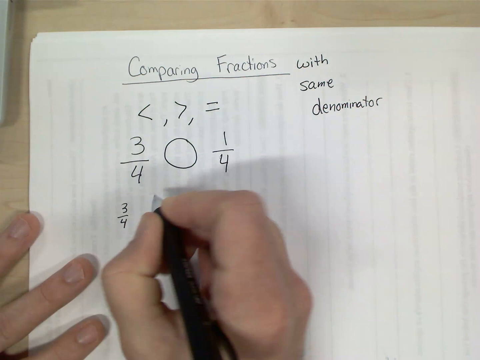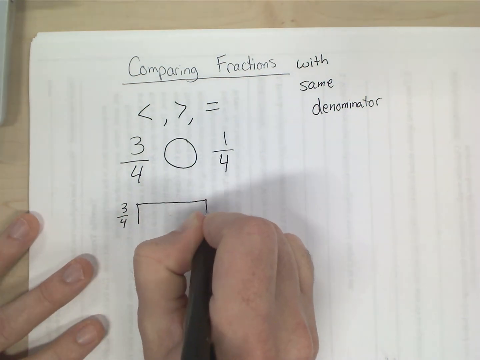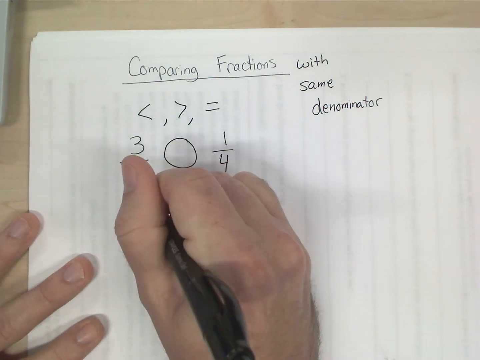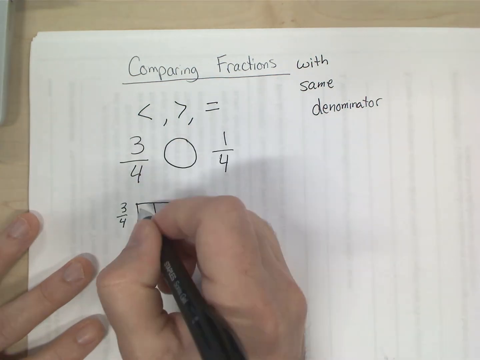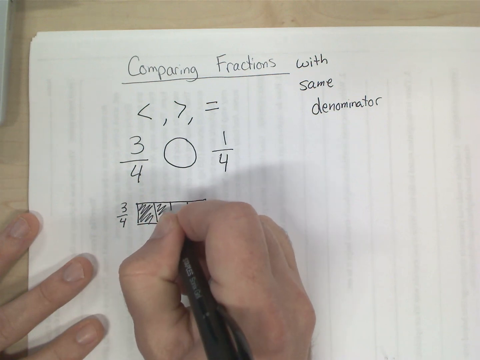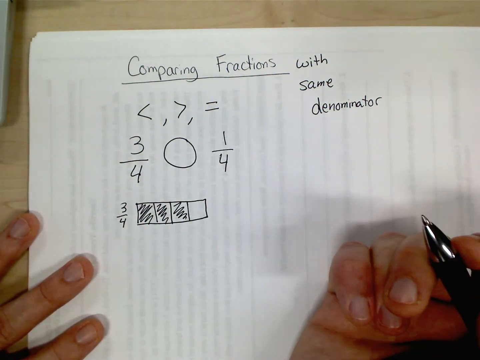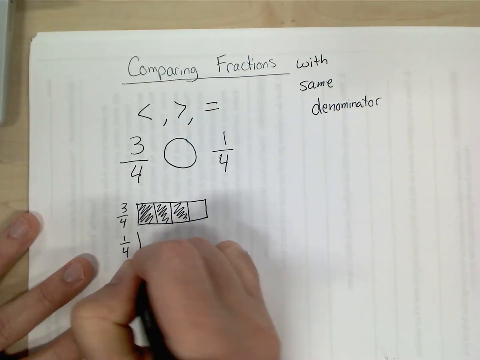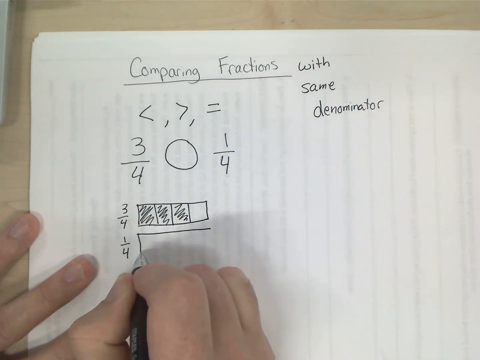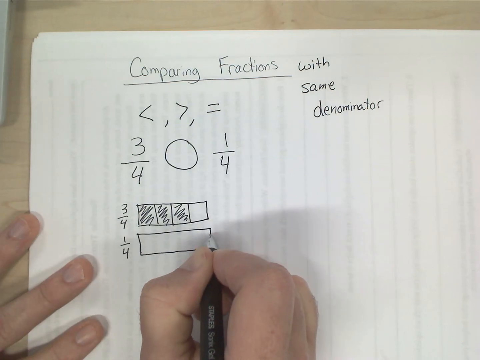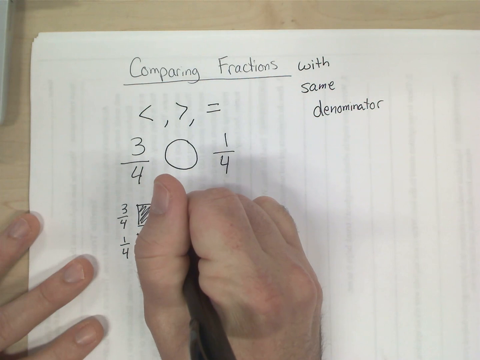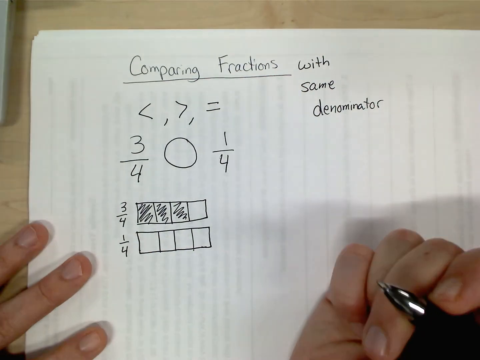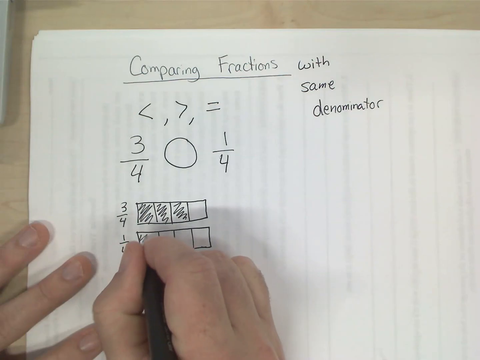I'm going to write this fraction to show that I'm going to draw 3/4. We're going to split in half. Half again to get my fourths, and I need to color in 3. So 1, 2, 3. And then I'm going to do the other fraction. I'm going to do 1/4. And I need to make sure that my rectangles are the same length. We're going to split that into 4s, like that, okay? And we're going to color in 1.